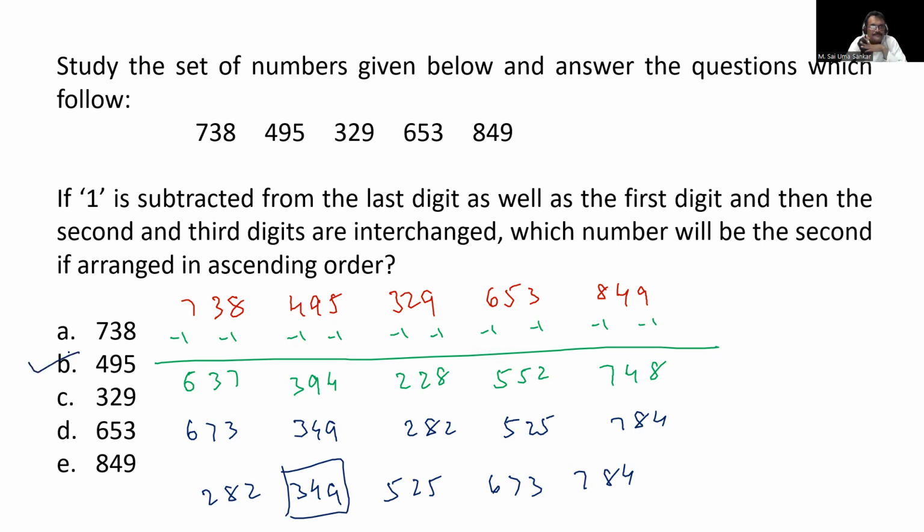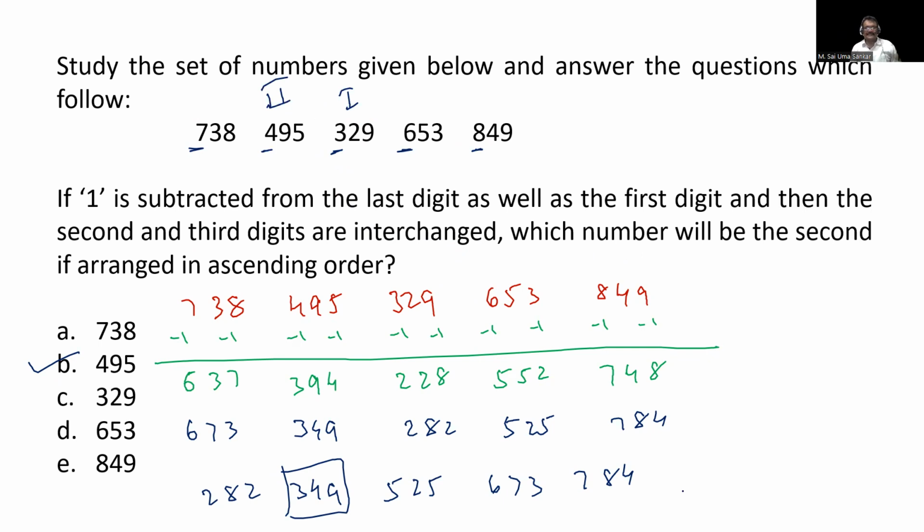Now come to the logic. Here, second and third digits are interchanged. Which number will be the second if arranged in ascending order? So focus on the hundreds digits only, whether you subtract 1 from that or not, whatever it is. What is the first one? 329. What is the second one? 495, or not? That is the answer.